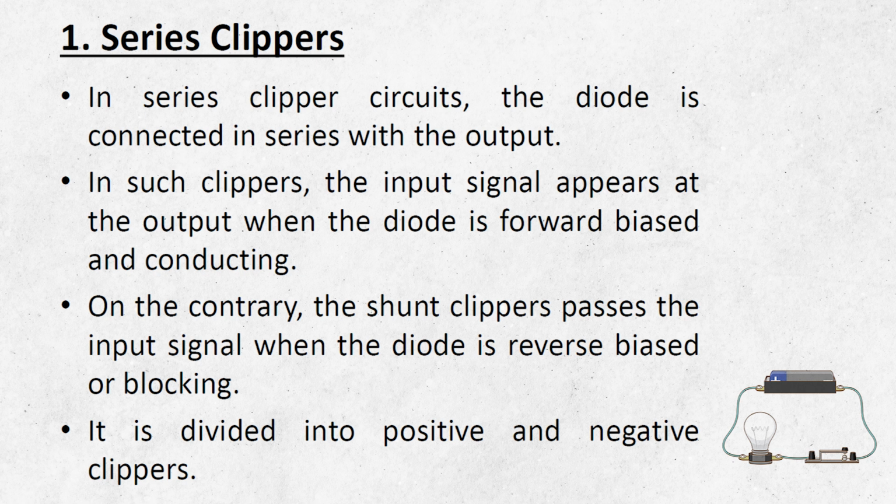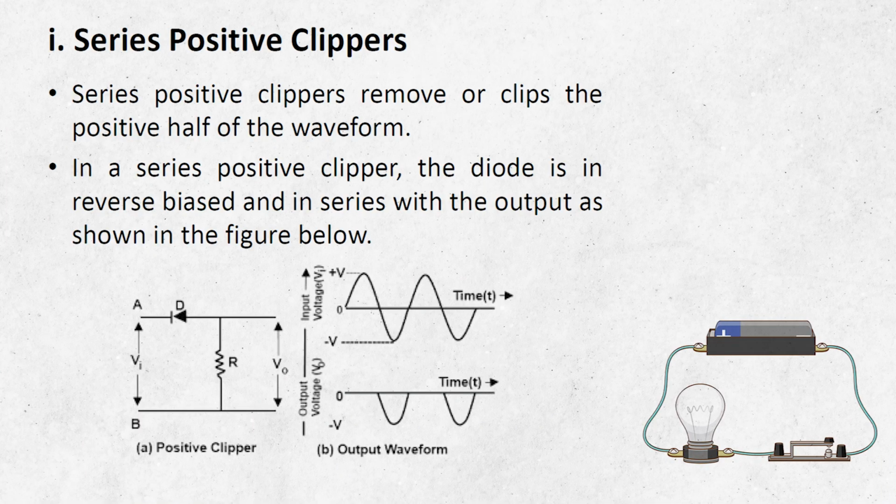So, it is divided into positive and negative clippers. The first classification in series clippers is the series positive clipper. A series positive clipper removes or clips the positive half of the waveform.